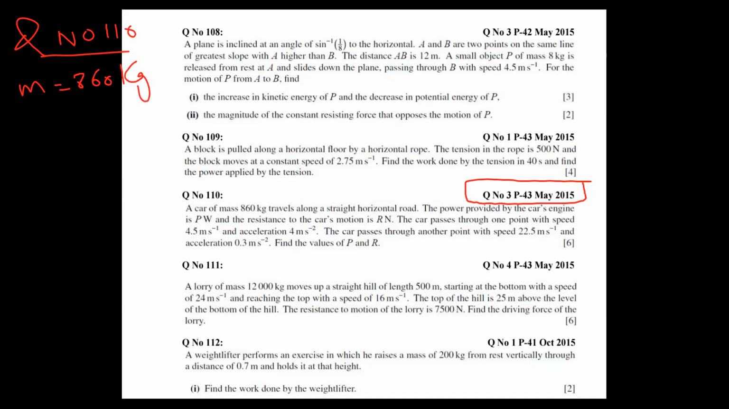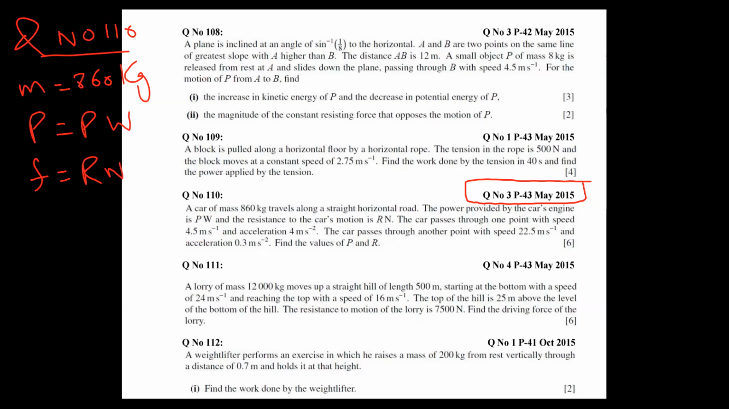Traveling on a horizontal straight road. The power provided by the car engine is P, so power is P watts. The frictional resistance to motion is R, so the frictional force is R newtons. The car passes through a point with a speed of 4.5.